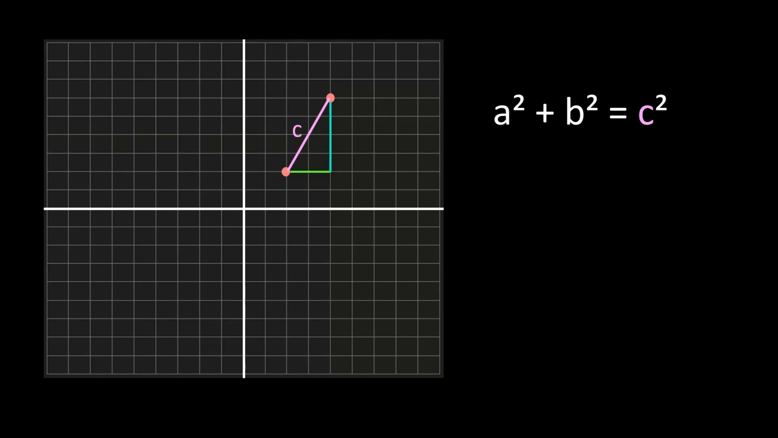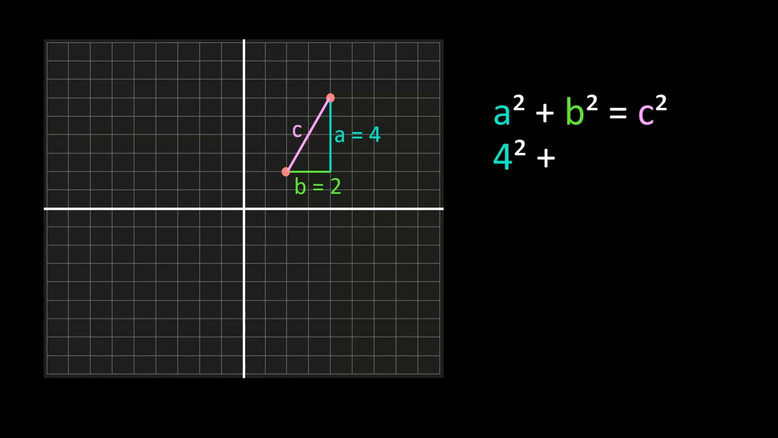Now I need an a and a b. And I can find the side length here simply by counting the length of this line. Well, it's 1, 2, 3, 4. The length of that side is 4, and I can let that be a. And I can find the side length of this side of my triangle just by counting. It's 1, 2. So the length of that side is 2, and that has to be b because my other side length was a. Now I have the values to plug into my formula.